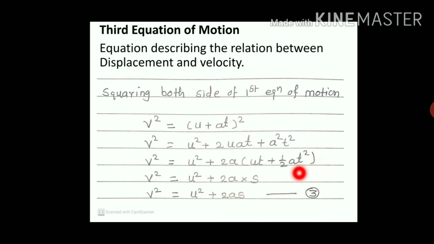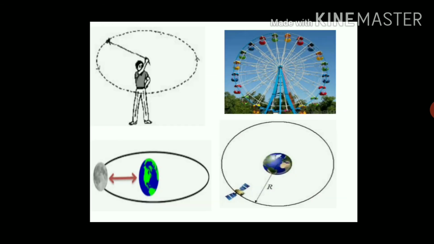Thus the first equation is V is equal to U plus AT. The second equation is S is equal to UT plus half AT square, and the third equation is V square is equal to U square plus 2AS.